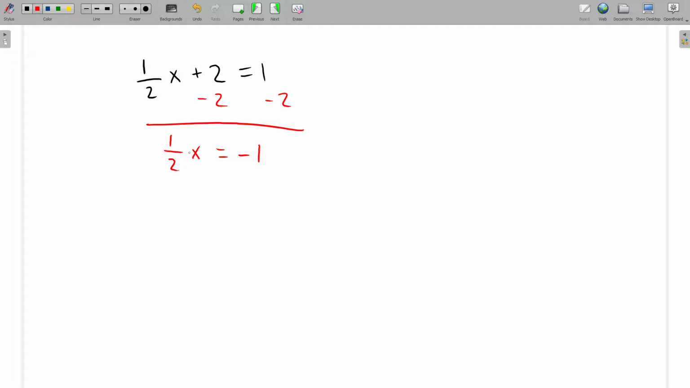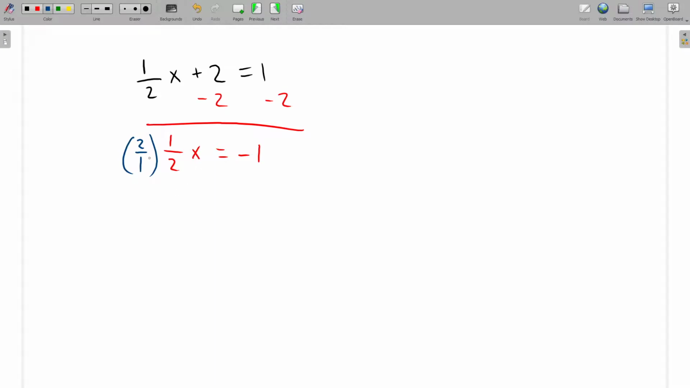So how are we going to deal with this fraction? I don't want to divide by a fraction. That looks ugly, that looks complicated. Instead, when we have a fraction, I want to multiply both sides by what's called the reciprocal. The reciprocal is a fancy way of saying flip the fraction. So instead of having 1/2, 1 over 2, I'm going to have 2 over 1.